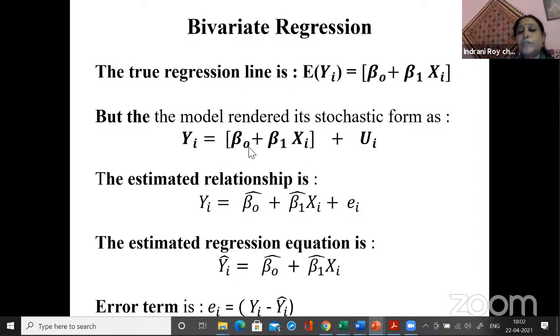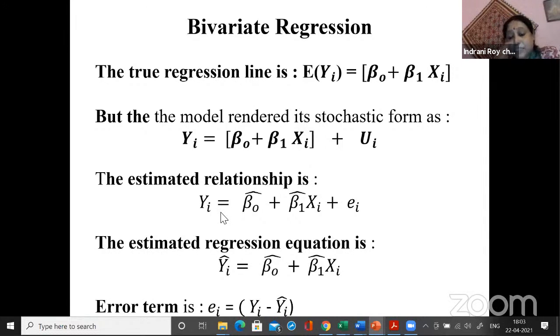Similarly, you don't know these beta naught and beta 1 because you haven't seen the population in totality. It's too huge. So in that case, you need to estimate these beta naught and beta 1. So you write beta naught hat and beta 1 hat. These are actually the estimated values of the regression parameters, which are beta naught and beta 1. Okay, so this is the estimated relationship where you have this ei, which is distorting the relationship between Y and X.